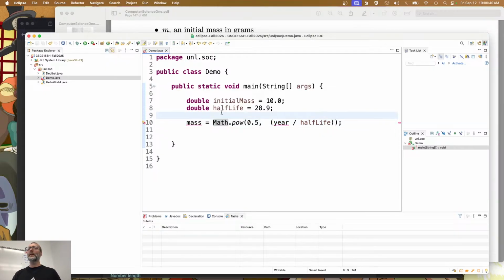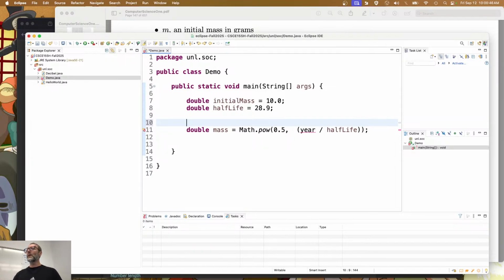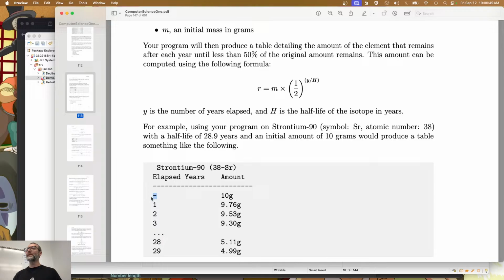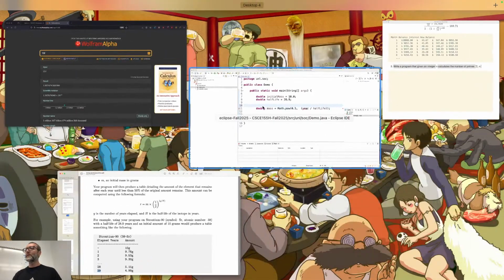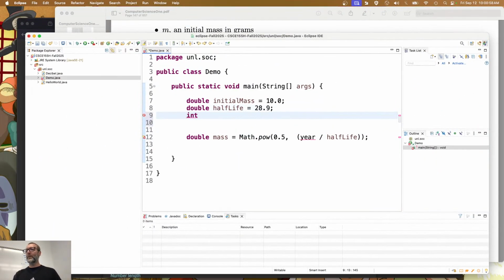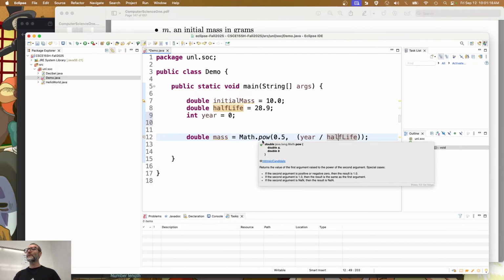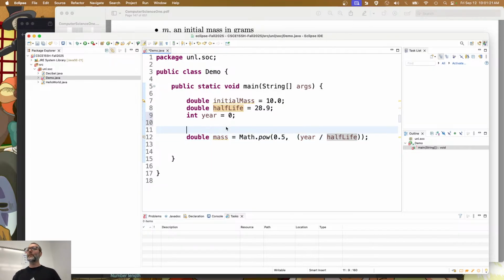I don't have a year variable here. Right? Let me go ahead and create double mass is equal to. That's what I'm going to iterate on, right? Initially, the year is going to be 0. Right? And then 1, 2, 3, 4, all the way up to 29 here. So let me create that variable, int year, and it'll be 0 initially. Right? What happens to this value here? 0 divided by half-life, that's going to be raised to the 0, and that's going to be what? Anything raised to the 0 is 1, right? And so 1 times the initial mass is the initial mass. Right? So I'm going to put this into a loop.